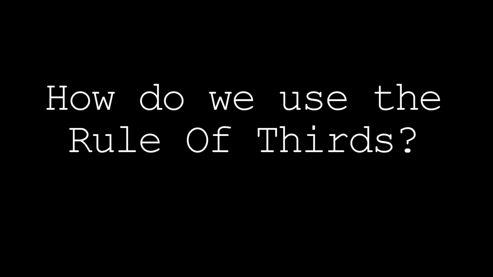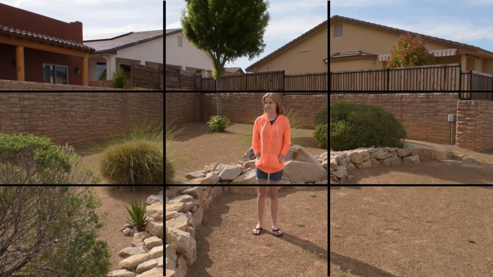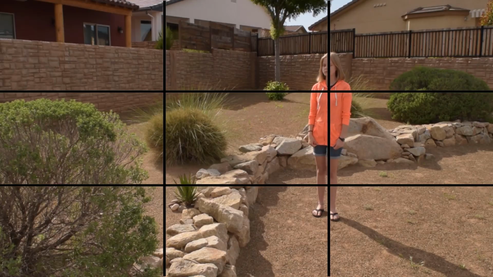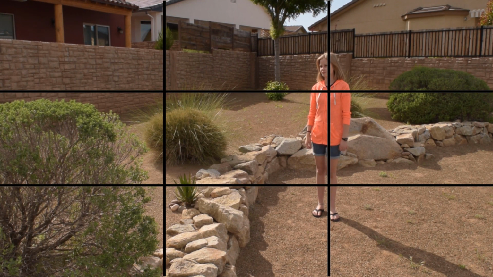How do we use the rule of thirds? If I were to take this wide shot of my actor standing in the middle of the frame, the shot looks plain and boring. But if I were to frame my actor on the vertical line opposite of where she is looking, the shot looks much better, and the eye is more drawn to the actor.